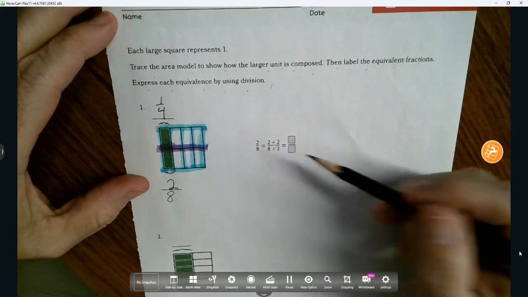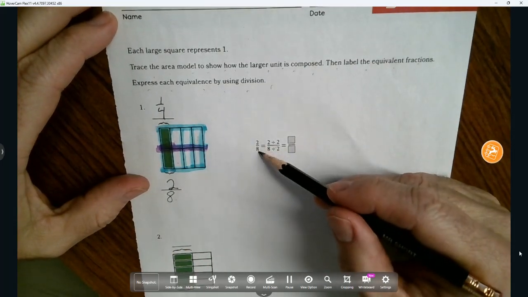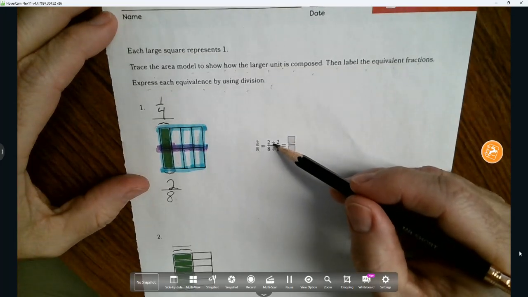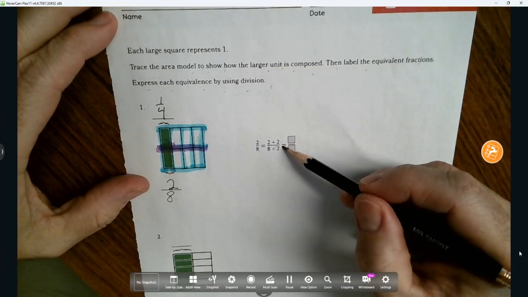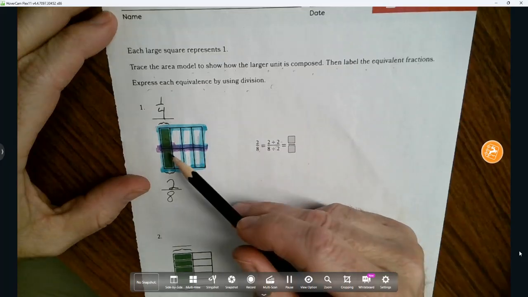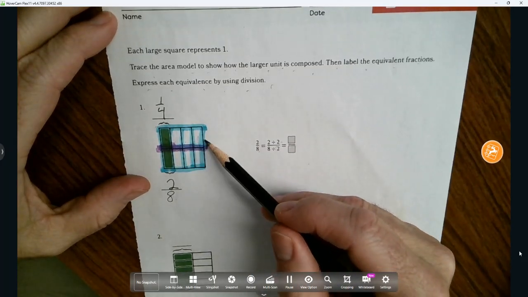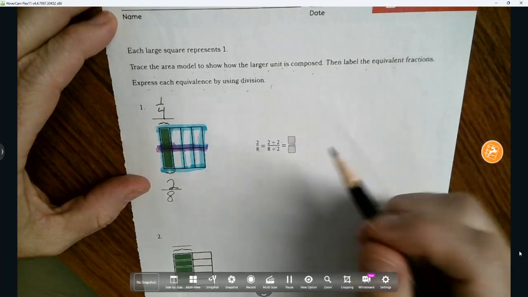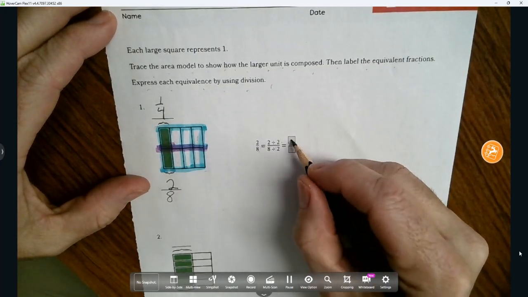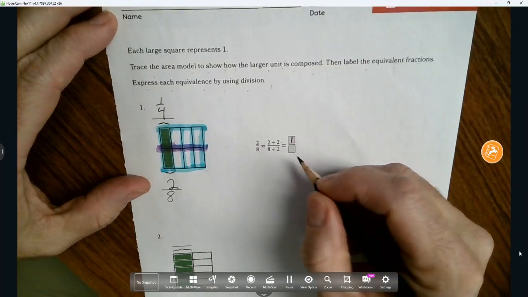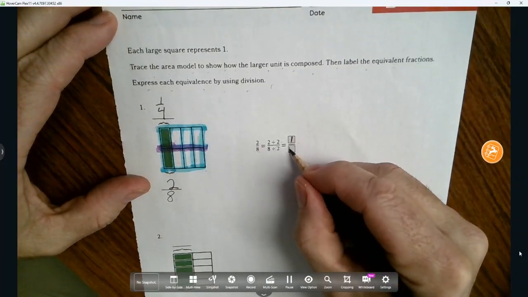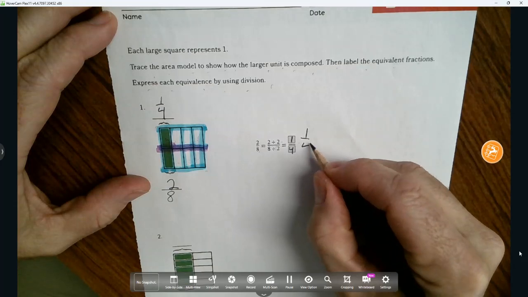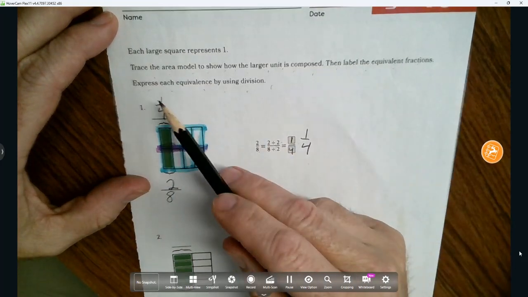So now if we look at the division sentence over here, we have 2/8 equals, now we have 2 divided by 2 and 8 divided by 2. They're showing that it's divided by 2 because when we split this in half, we doubled everything, which is the same as multiplying it by 2. So if we divide 2 by 2, we get 1. If we divide 8 by 2, we get 4. So I'm going to write that bigger. 1/4, which is what we got up here.